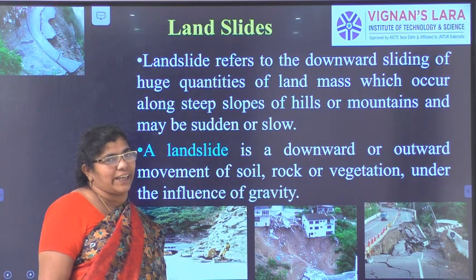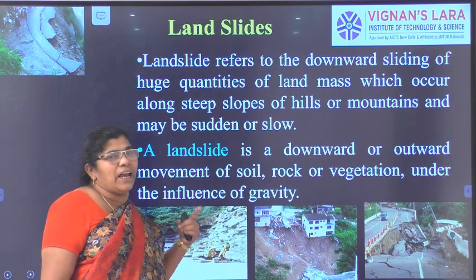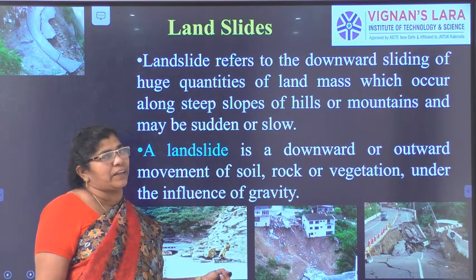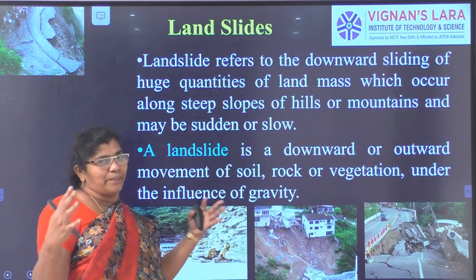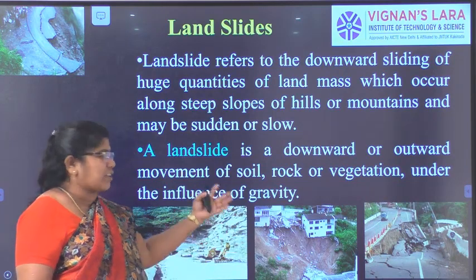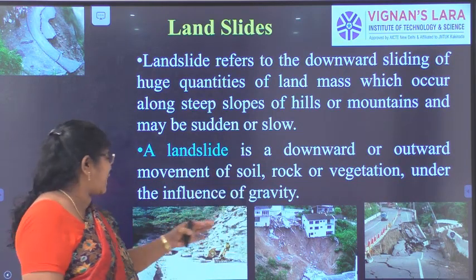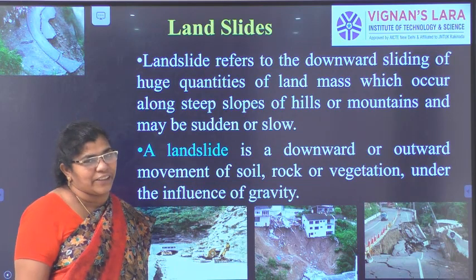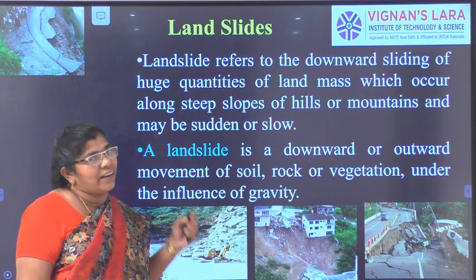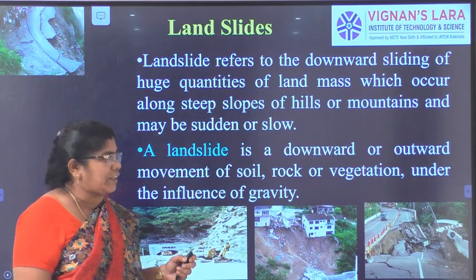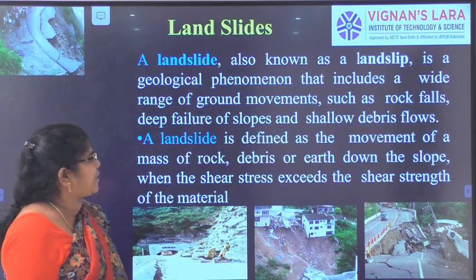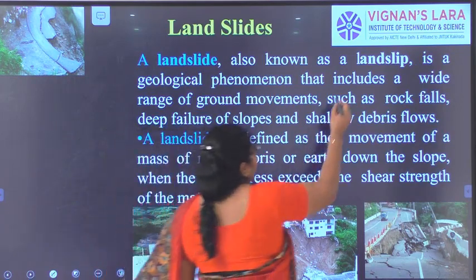Again and again I am giving you this: what is a landslide? A landslide is nothing but a downward or outward movement of rock or a land mass. It may be soil, rock or vegetation under the influence of gravity. This is the general definition. But as a geologist, we say it is also known as a landslip.